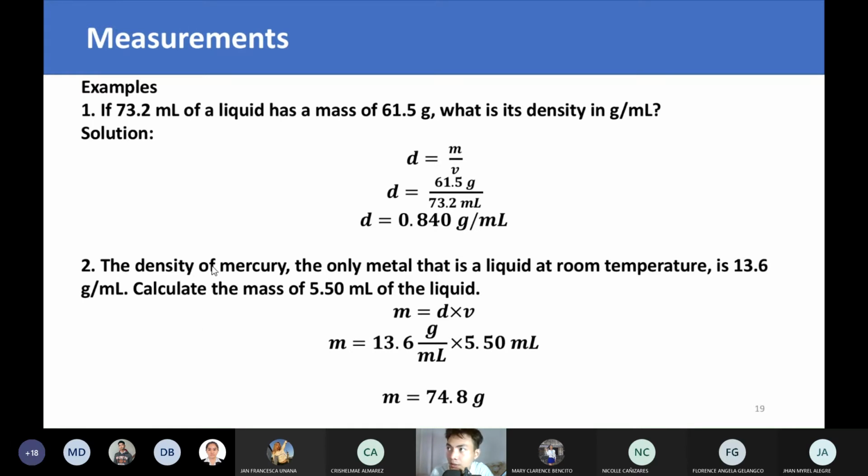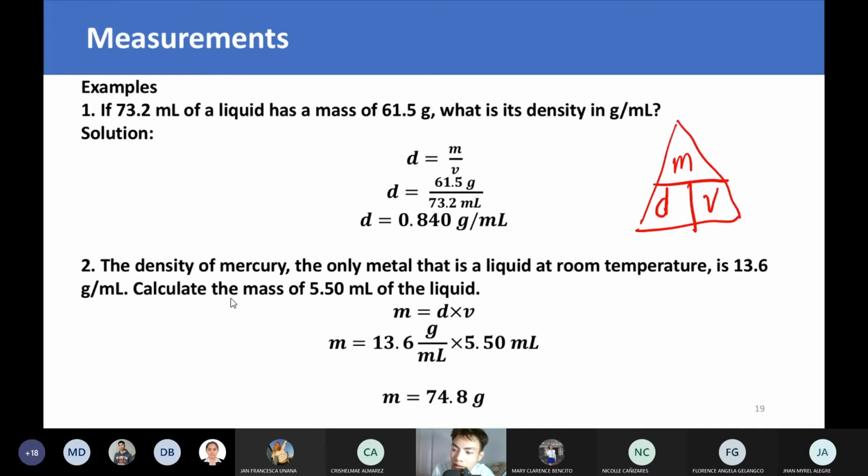Okay, so next one, the density of mercury is 13.6 gram per ml. Calculate the mass of 5.5 ml of the liquid. Or you can use your triangle dito. Kung nahihirapan kayo mag-derive, that's okay. Madali lang naman. Tuturuan ko kayo ng mga technique, such as this triangle.